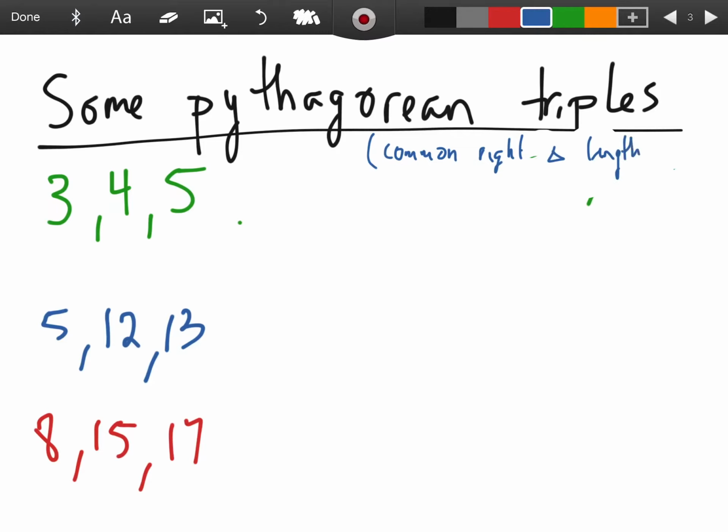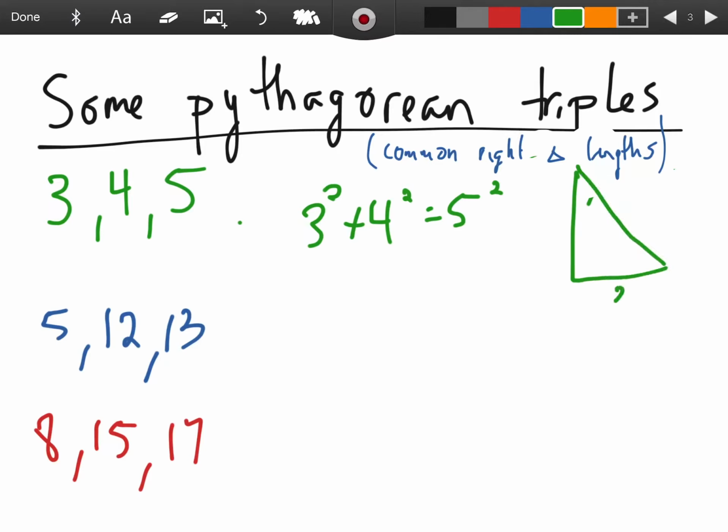And again, we can see that if we square the two shorter sides and add them together, it'll equal the square of the longer side. So for this first one, 3, 4, 5, we can see that 3 squared plus 4 squared equals 5 squared. That's 9 plus 16, that equals 25. So if we have a right triangle and we see it's got legs 3 and 4, we can immediately say, oh, boom, I know that hypotenuse is equal to 5, because 3, 4, 5 triangles are right triangles.